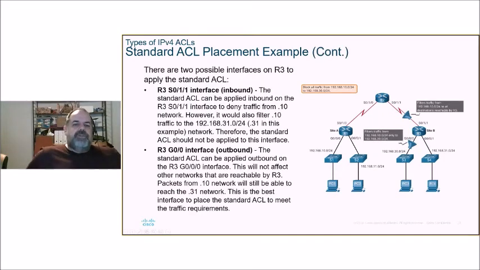So there are two possible interfaces in R3 to apply the ACL. And so it could be S0/1/1, but that would actually block the traffic to both 30 and 31. And that's not necessarily what was required, because it's supposed to just be blocking it to 30. And so outbound on the gigabit is the preferred plan, because that just blocks them from the network they're not supposed to go to.